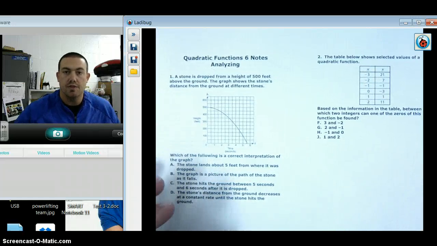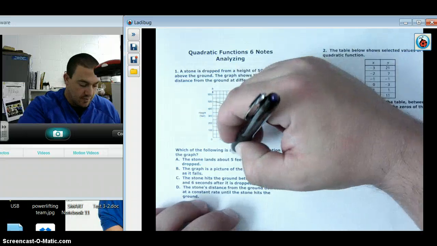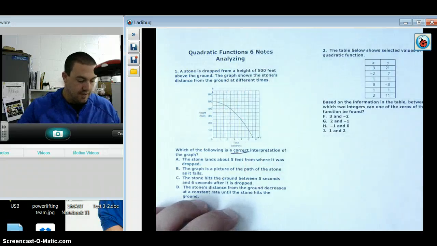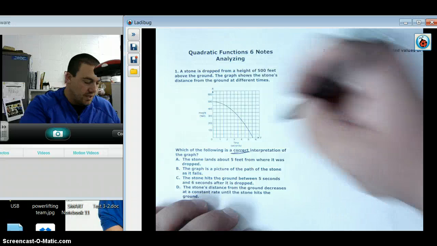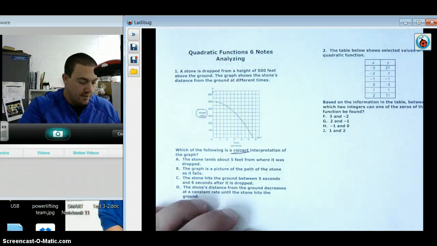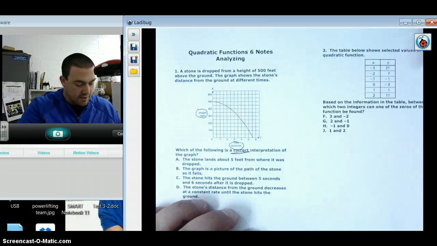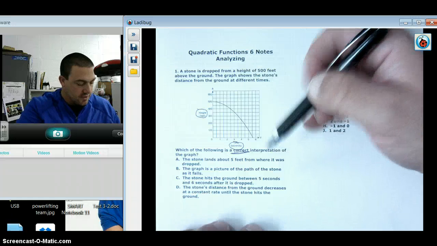Let's take a look at it. So question number 1 says that a stone is dropped from a height of 500 feet above the ground. The graph shows the stone's distance from the ground at different times. Which of the following is a correct interpretation of the graph? Well, we do need to understand that the y-axis is in height. The x-axis is in time. And so let's go through these and see which one fits and which one doesn't.